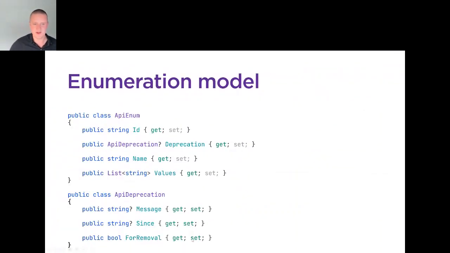Speaking about enumerations, that's probably the simplest type that is available in the Space API. So typically, stuff like weekdays, a weekday enumeration is something that we could expose in Space, and that is going to be modeled as an API enum that has an ID, maybe a deprecation warning, a name, and all of the potential values for that enumeration.